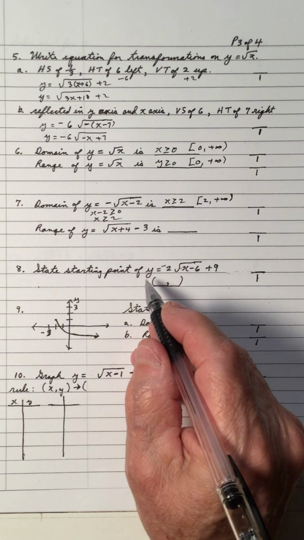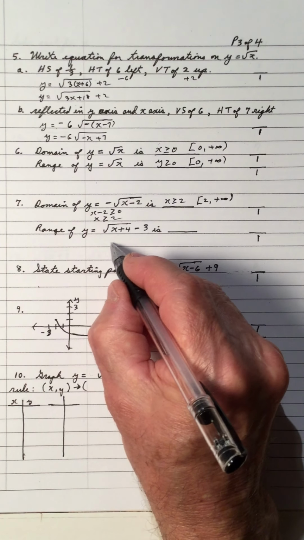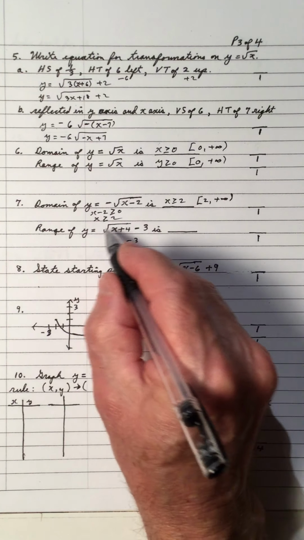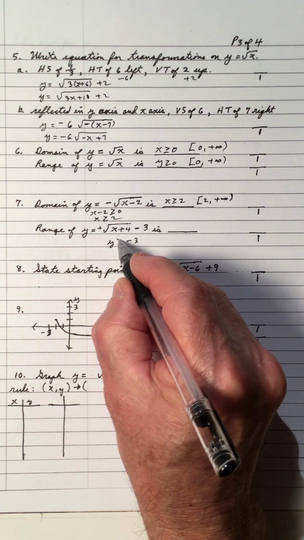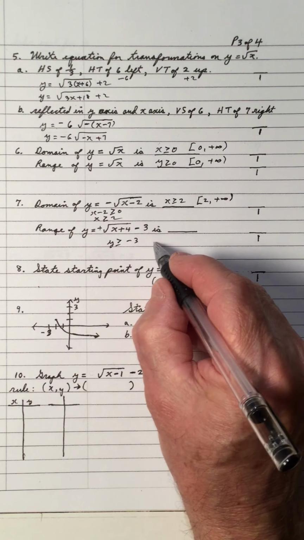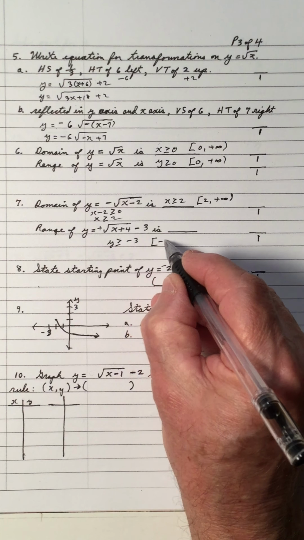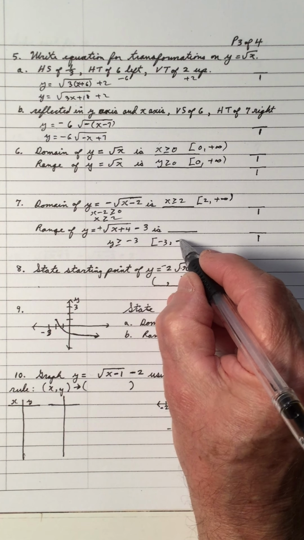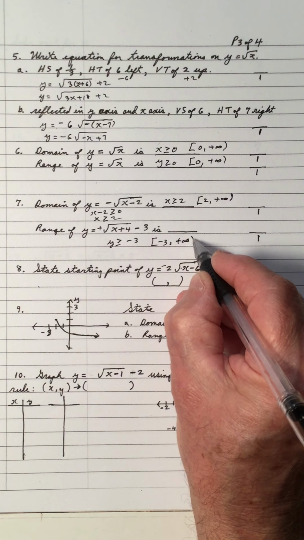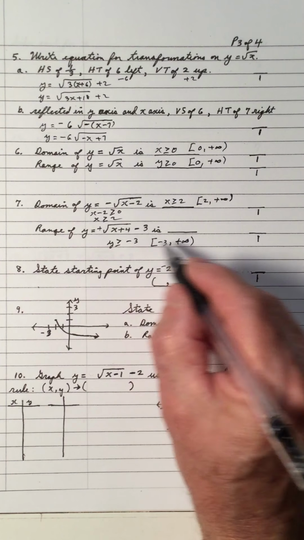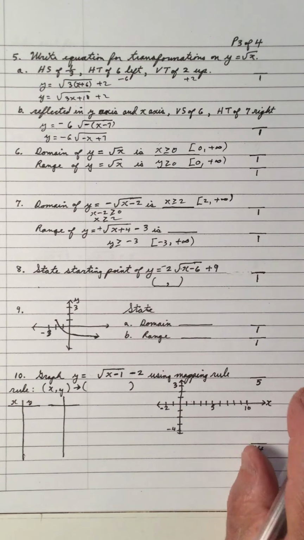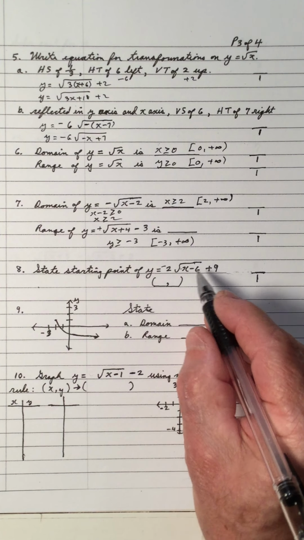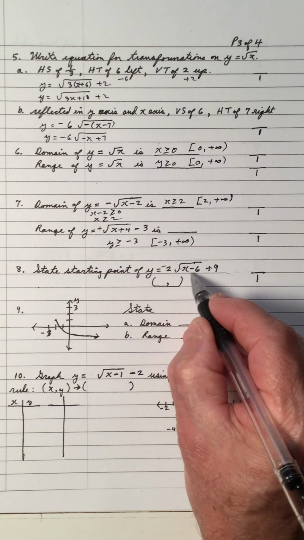Give yourself a mark. And the range is on the outside, so it's y, and we got a negative 3 on the outside. Notice that this is a plus, that means it's going up, so it's going to be greater than or equal to negative 3. You could have that, or you could have negative 3 going to positive infinity. So either one of these will do, this one or this one. Give yourself a mark. Number 8, state the starting point of this square root equation. So for the starting point, you have to get the opposite of what's in the bracket.